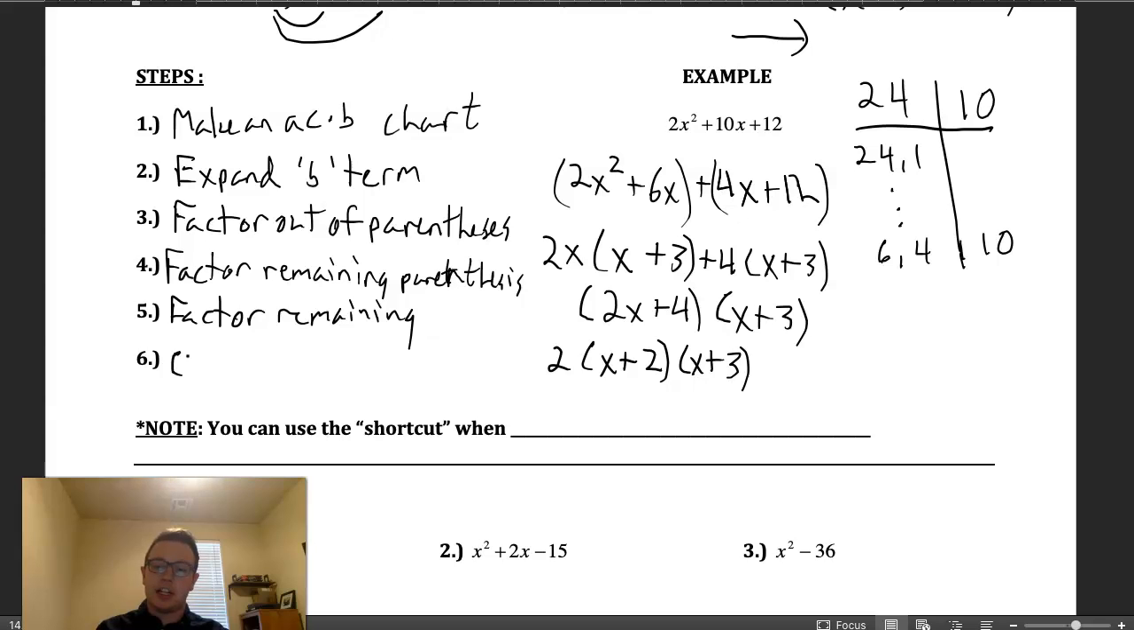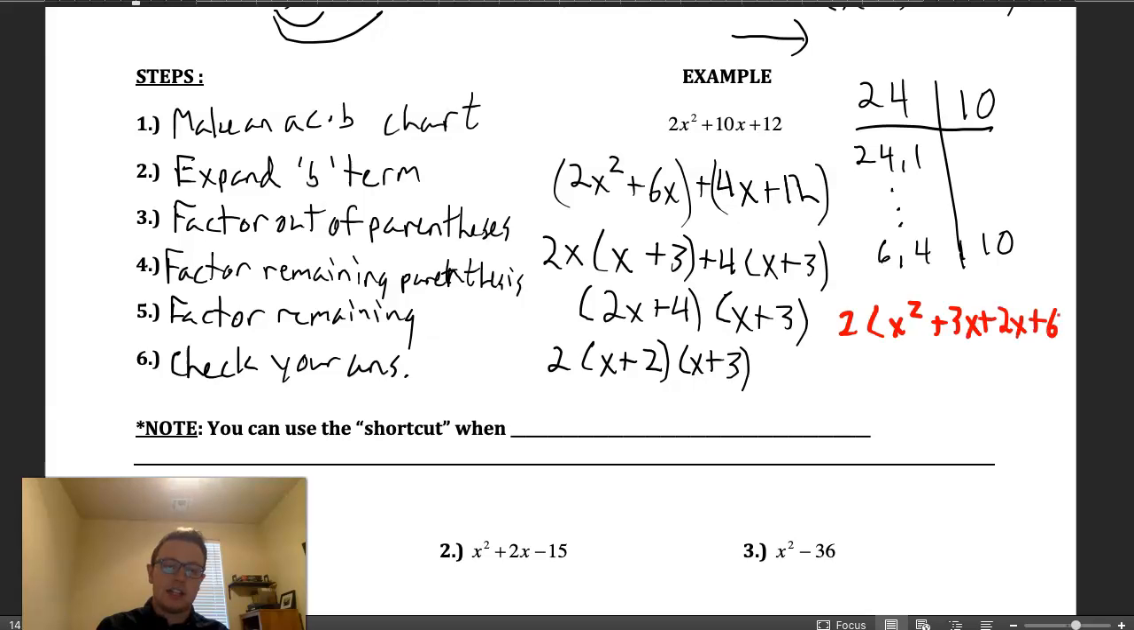Step 6 is going to be check your answer. So in this case, let's follow these back in. Let's make sure we end up with 2x squared plus 10x plus 12. So going in reverse, we're going to start by FOILing x plus 2 into x plus 3. That should give you 2 times x squared plus 3x plus 2x plus 6. And then when we distribute this 2 in, we're left with 2x squared plus 10x plus 12. So we're good to go.